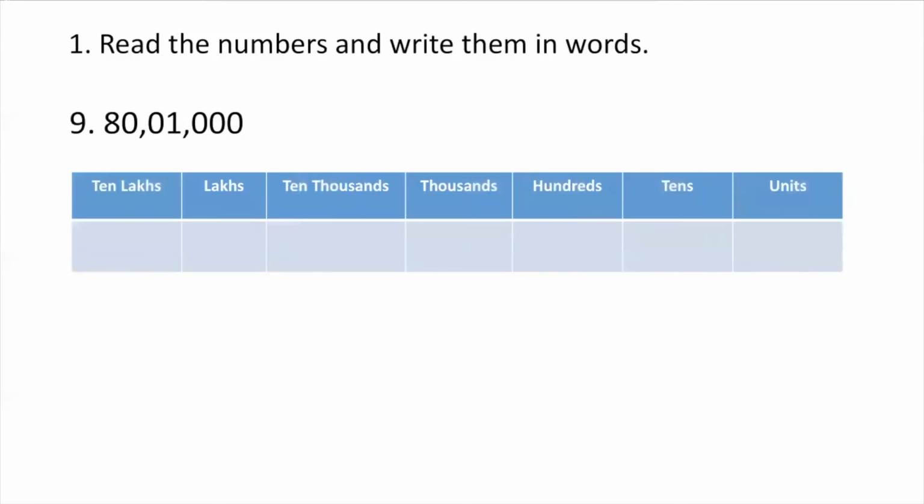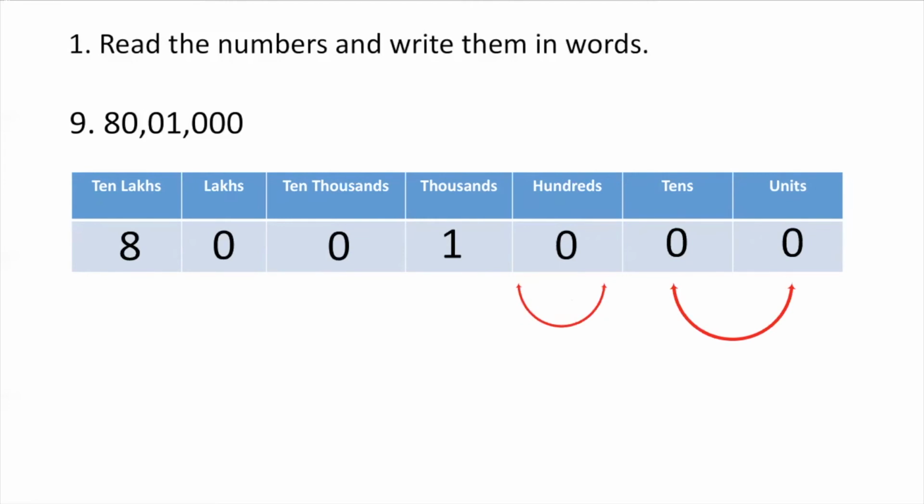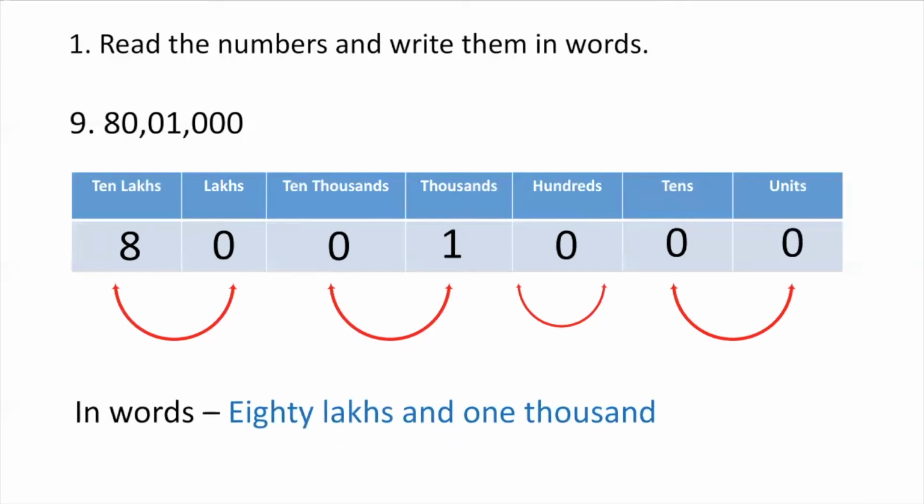Here in this number, we have 0 in the units place, 0 in the tens place, 0 in the hundreds place, thousands place we have 1, 10,000s place 0, lakhs place 0, and 10 lakhs place we have 8. So let's break this number into 4 different parts. Tens and units together, hundreds, then we have thousands and 10,000s together, lakhs and 10 lakhs together. So how do we write this number in words? 80 lakhs and 1,000. Let's move on to the next sum.